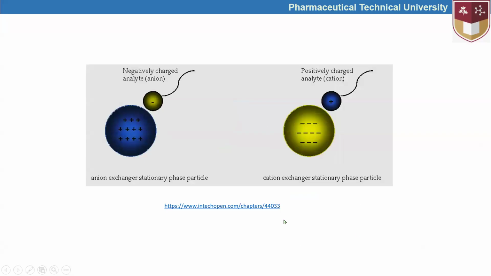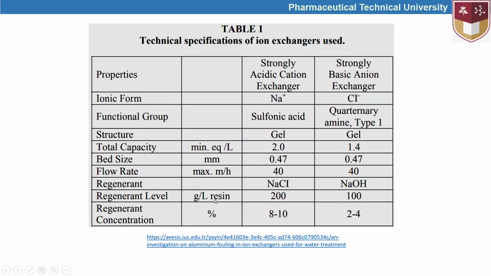Okay, and this is another example. Negatively charged analyte can be held by positively charged anion exchange stationary phase, and vice versa, positively charged analytes like cations could be held on the surface of cation exchange stationary phase particles, like the one provided with sulfonate group or carboxylic group. And these are about the technical specifications of ion exchangers.